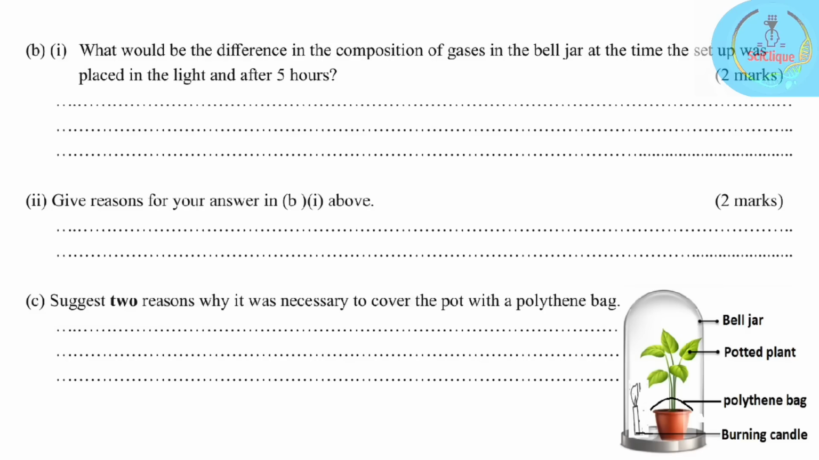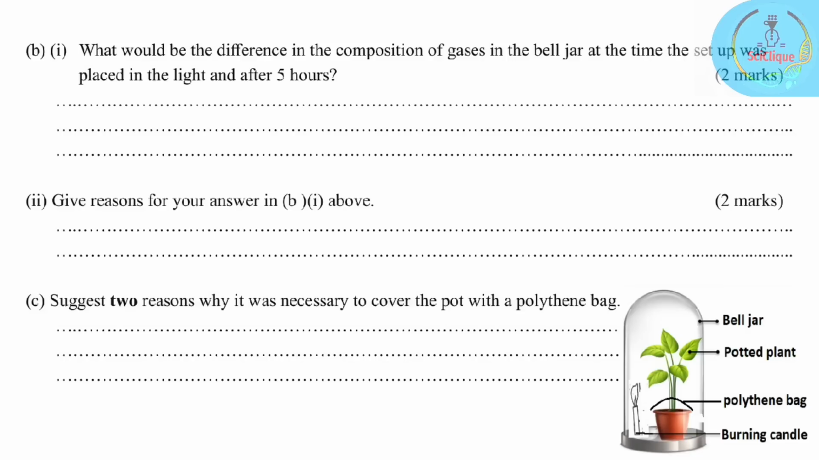B Roman 1. What will be the difference in the composition of gases in the bell jar at the time the setup was placed in the light and after 5 hours? So the question is asking us for the composition of the gases before and after. Now, which gases are we referring to? There are actually three. Oxygen and carbon dioxide are the obvious ones, but we also have water vapor. Remember, water vapor is a component of air.